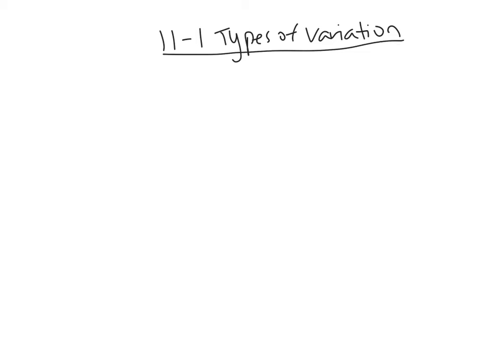Okay, chapter 11 is going to start us off with talking about types of variation. When you think of the word variation, variation means how things are changing, right? In math, there are going to be 4 different kinds of variations we're going to talk about today. The first one is called direct variation. Direct variation, you want to think of the word multiply.